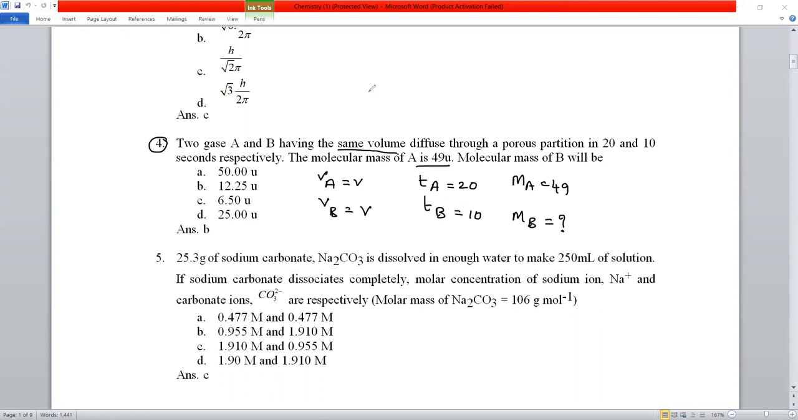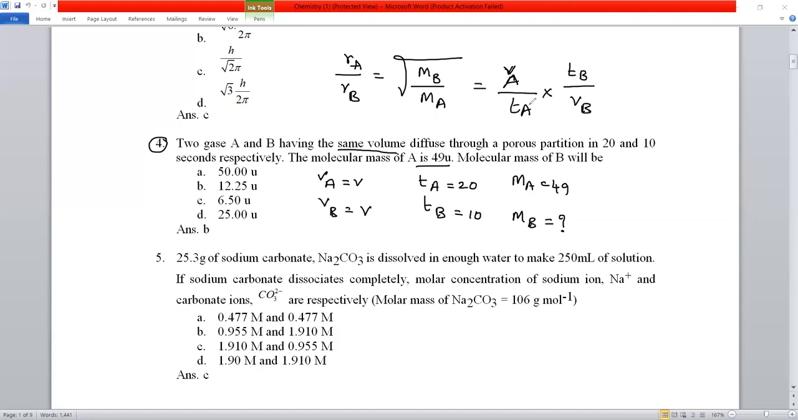Since we know the rate of diffusion formula, R1 by R2, I'm taking here RA by RB equal to root of MB by MA, which equals the volume diffused VA divided by TA into TB divided by VB. This is the formula. In this formula we can apply the values, students.